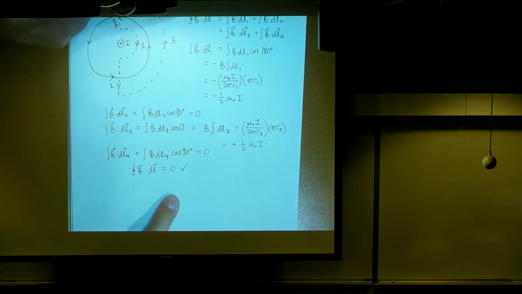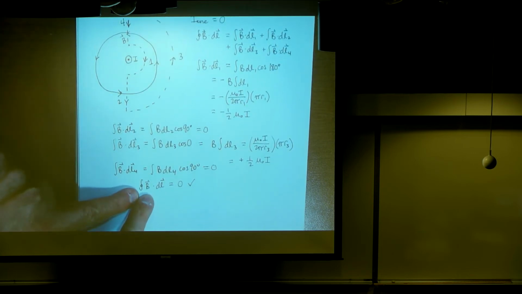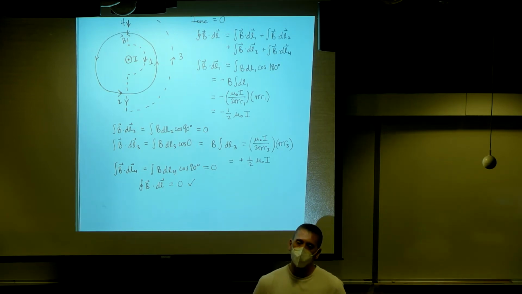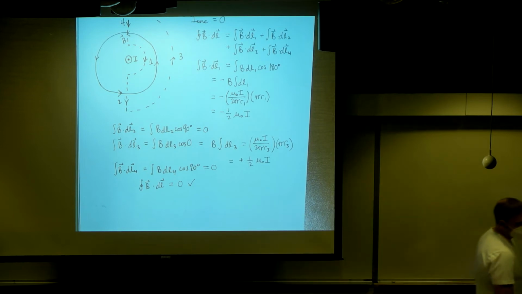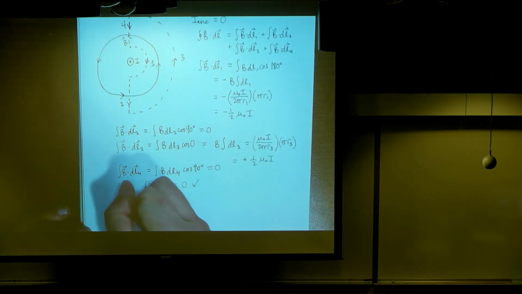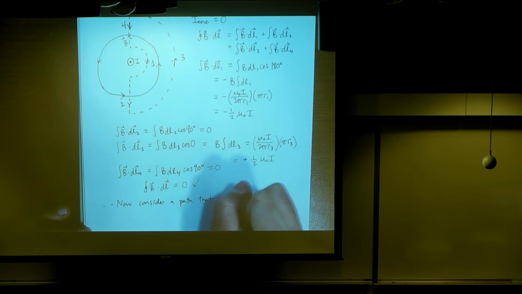So what do we find? If you enclose no current with your path, B dot dL around that path is guaranteed to be 0. Okay? This is for any kind of path, right? Yeah, so again, I have to illustrate this with a specific example, but this does generally hold true. Okay? Now let's consider a path that does enclose current.